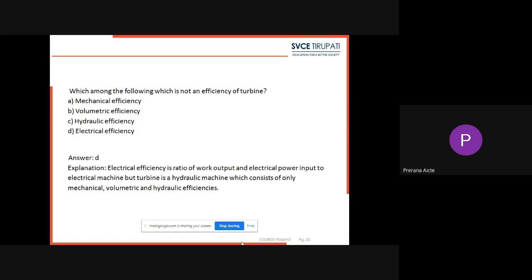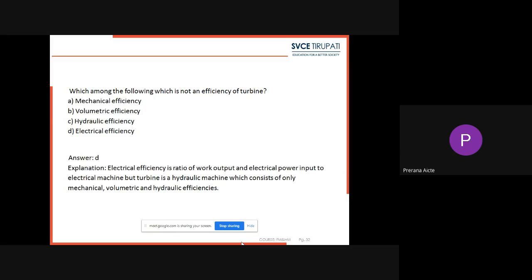Next one. Which among the following is not an efficiency of the turbine? The answer is electrical efficiency. Usually for a turbine we have only 3 types of efficiency. That is mechanical efficiency, volumetric efficiency and hydraulic efficiency.